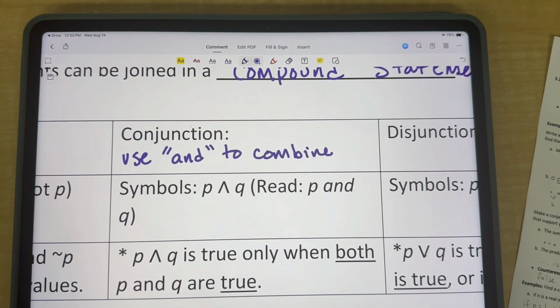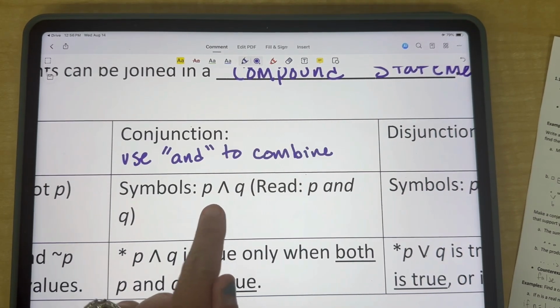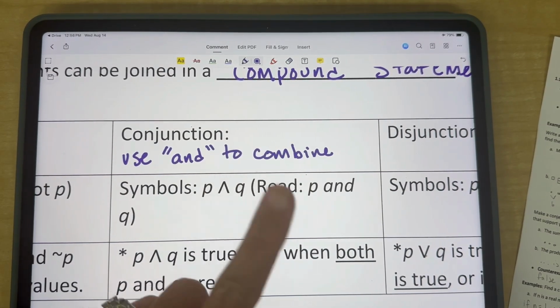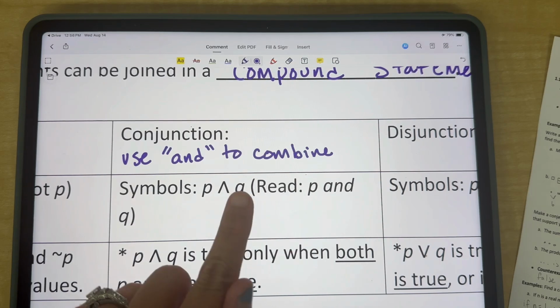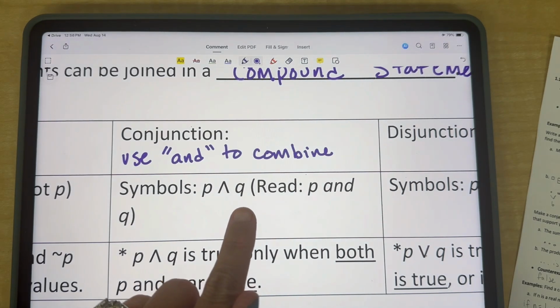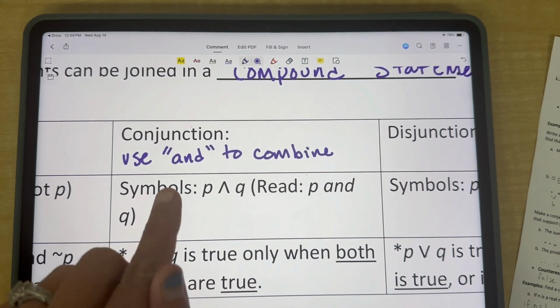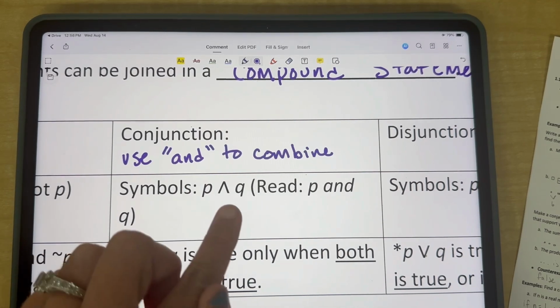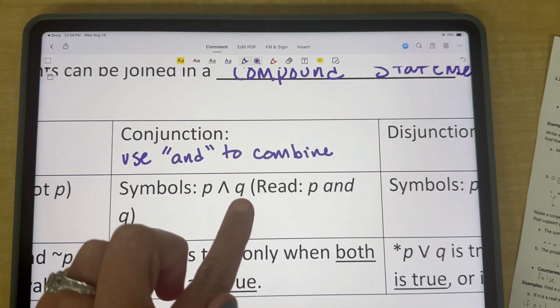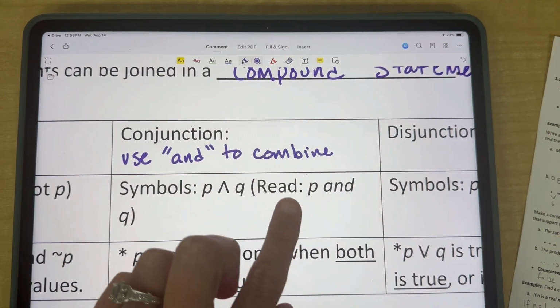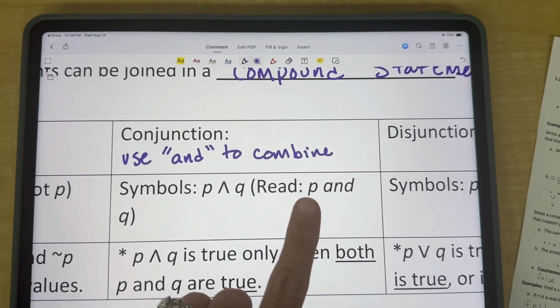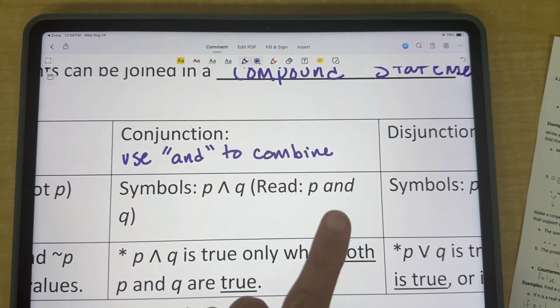All right. So you're going to use the word and to combine statements. Let's say P is Las Vegas is in Nevada. Then this little up arrow means the word and, and whatever Q is will come after that. Let's say Q is San Diego is in California. So Las Vegas is in Nevada and San Diego is in California. You read it P and Q, or whatever P is, that statement, and then whatever Q statement is.